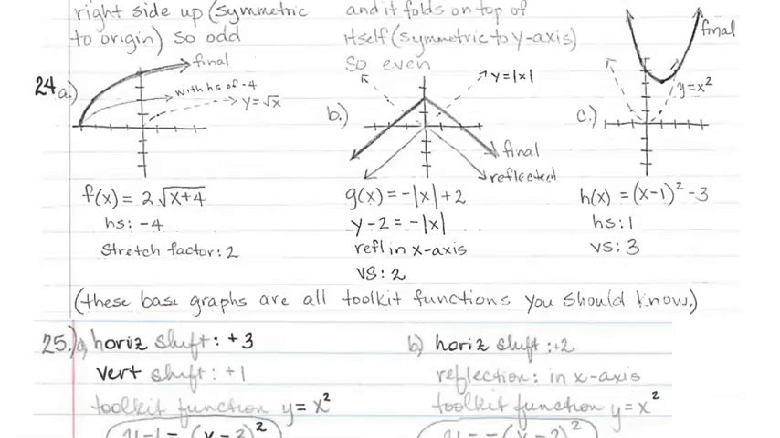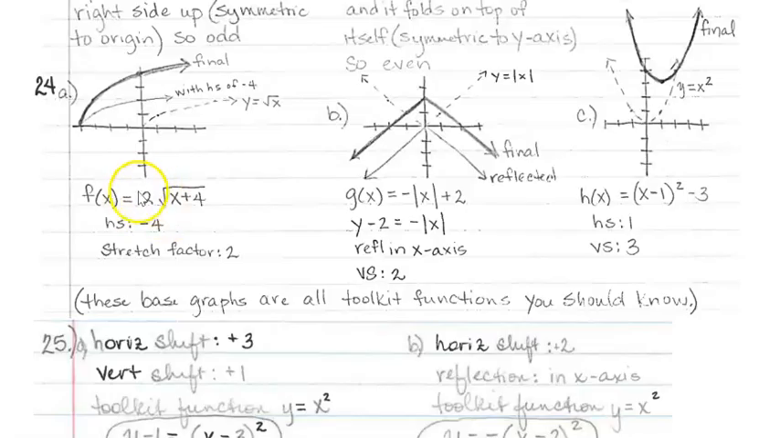Then they ask us to work with some graphs. So let's look at number 24. We've got f of x is equal to 2 times the square root of x plus 4. So our toolkit function there is the square root of x. We need to know what that toolkit base function looks like. All right, then this positive 4 right here, any value added to or subtracted from x is a horizontal shift. That's stuck to the x. It can't be moved to the other side and grouped with the y. So that's a horizontal shift of negative 4.